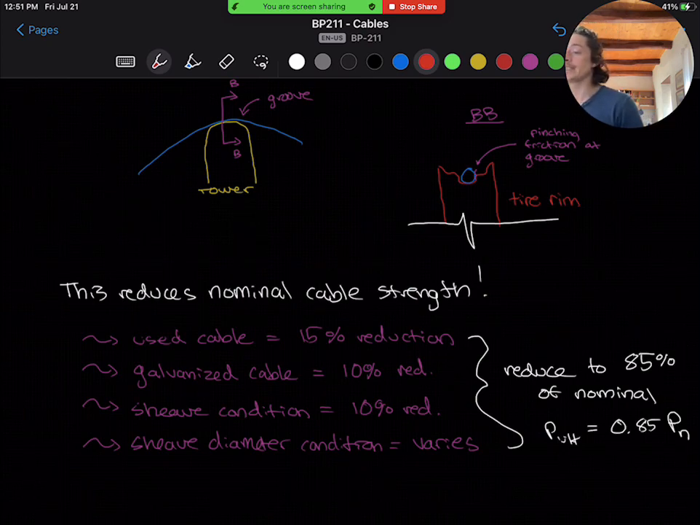We'll take the ultimate tensile strength reduction of 85% to account for all of the conditions above. And just as a reminder, not an 85% reduction, but we're going to take 85% of the nominal value to be our ultimate tensile strength value.